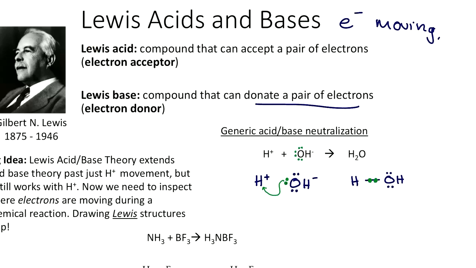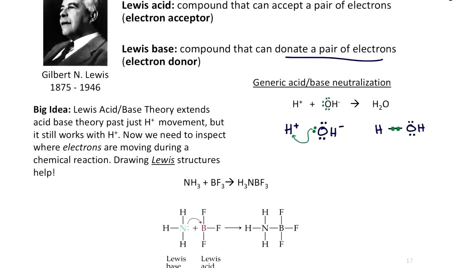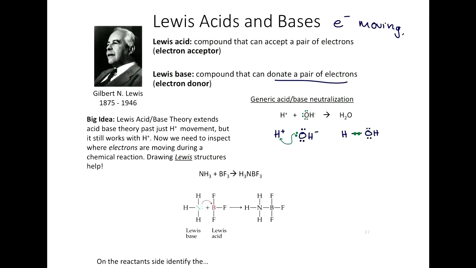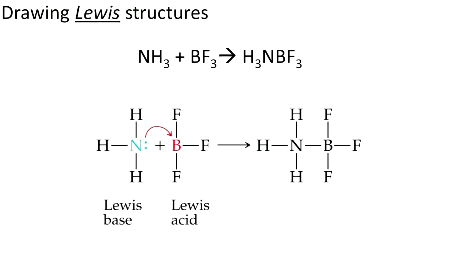And that still fits exactly with all of our other acid-base definitions, but we just want to think about it differently. H plus is still an acid, OH minus is still a base. It's just we're thinking about that electron movement and where we're creating that new bond in our product side. So Lewis acid base theory works with all of our previous definitions of acids and bases, but let's look at one that's a little bit different.